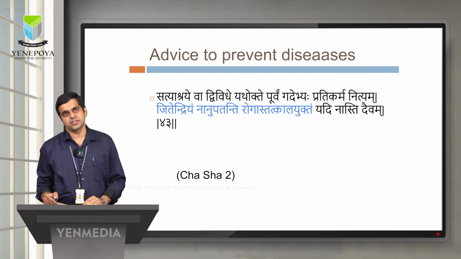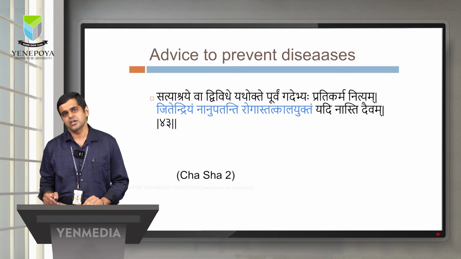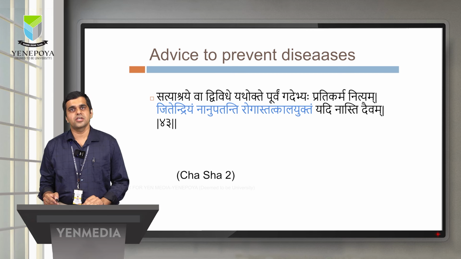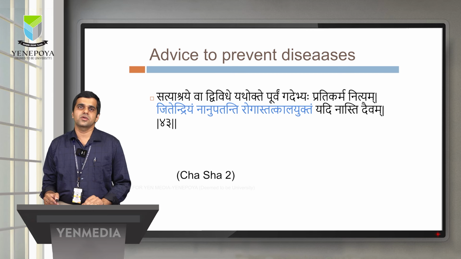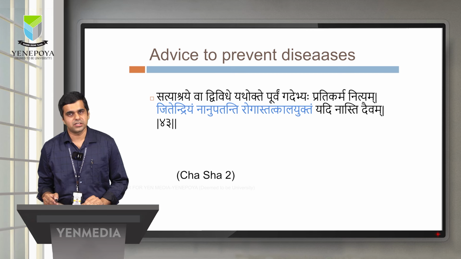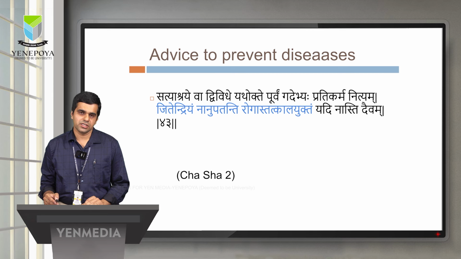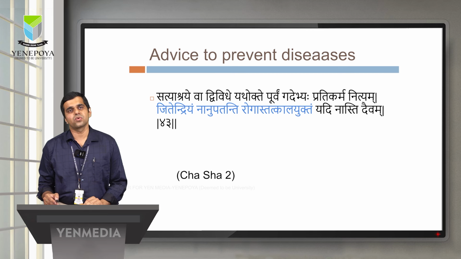Advice to prevent diseases. Now what does Ayurveda say? How should we prevent diseases? Satyashrayo vad vivideyathoktehe purvam gadebhyah pratikarma nityam jitendriyam nanupatanti rogaha tatkala yuktam yadi nasti daivam. This is according to Charaka Sharirasthana, the same chapter. This is the next sloka. What does he say? Satyashrayo vad vivideyatoktehi.